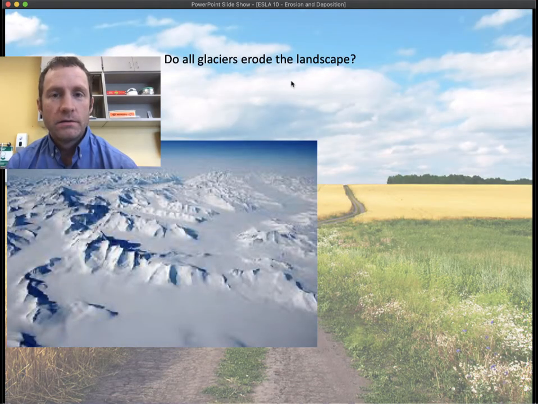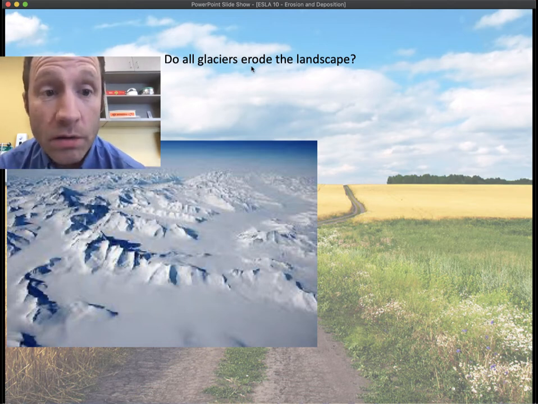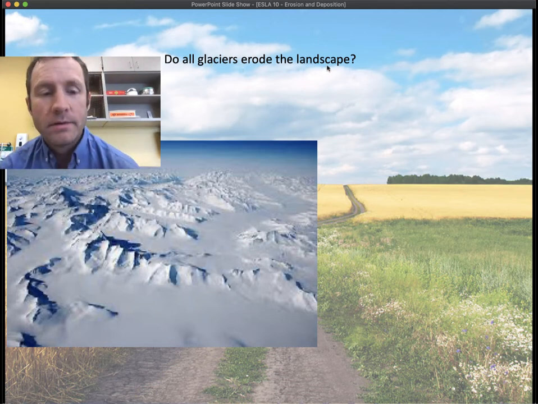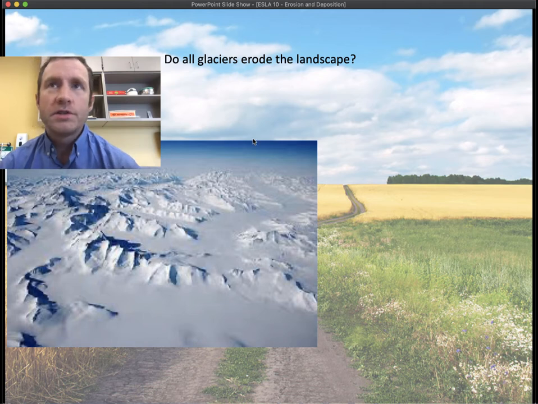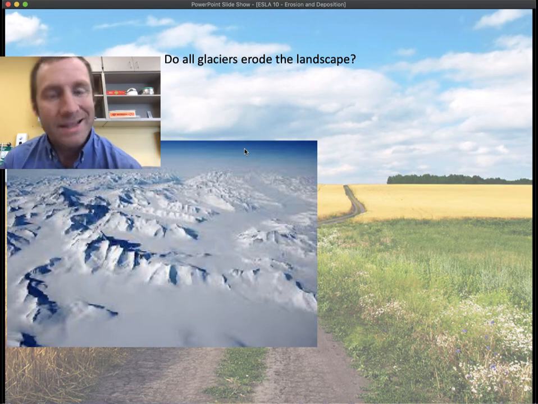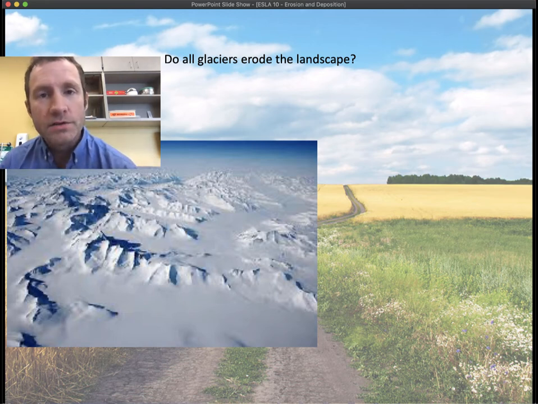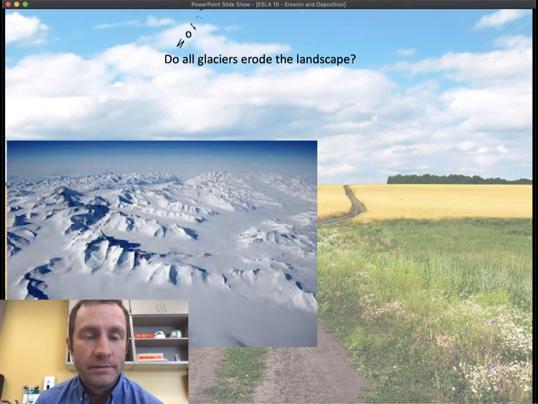Well, question: do all glaciers erode the landscape? You might think, well, of course they do. Glaciers have to move, even though they move slowly, so they're eroding, they're carrying stuff with them, right? Well, not true. There are glaciers that are basically on flat ground.